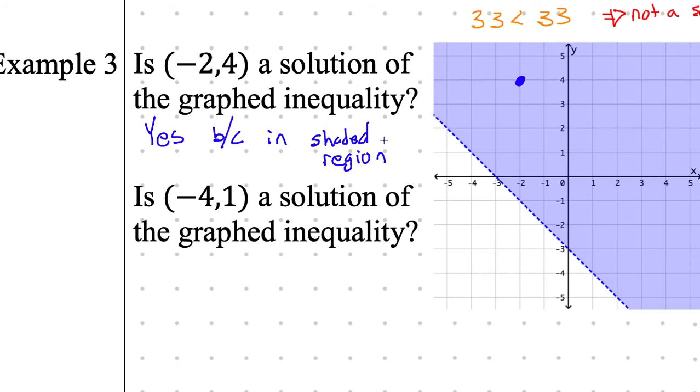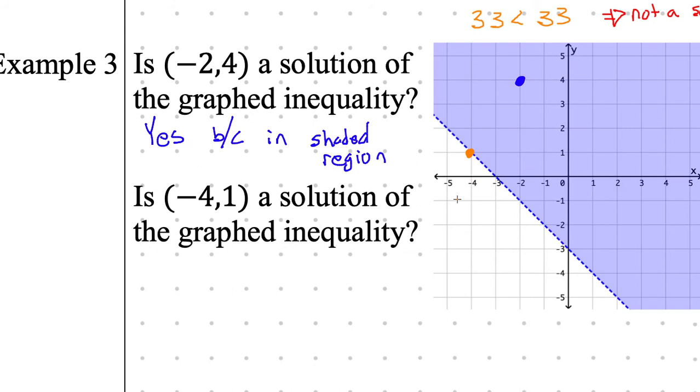Is -4, 1 a solution? Graph -4, 1. I try to be tricky. Okay, if you aren't there already, -4, 1, I'll do this one in yellow, is right here. It's on the line. Okay, it's a dashed line.